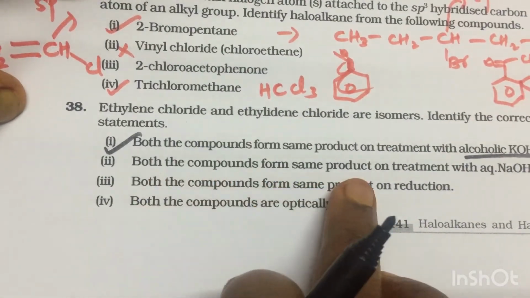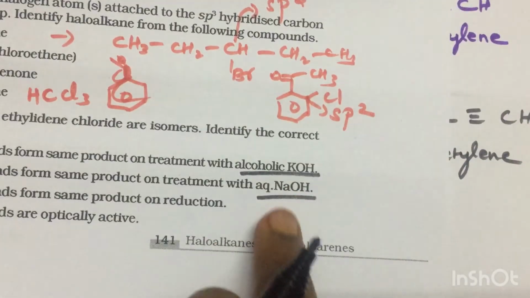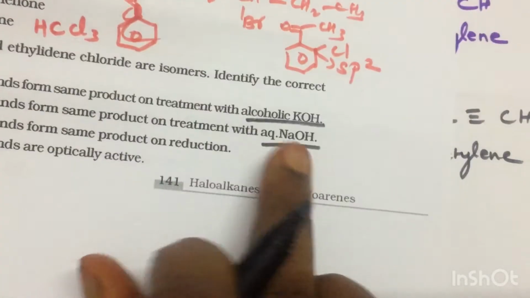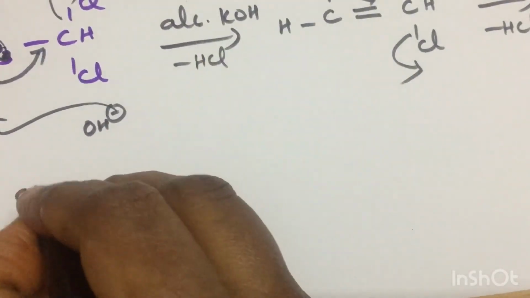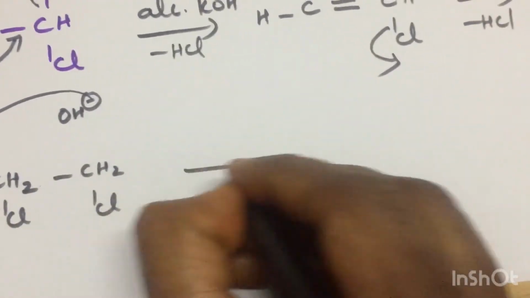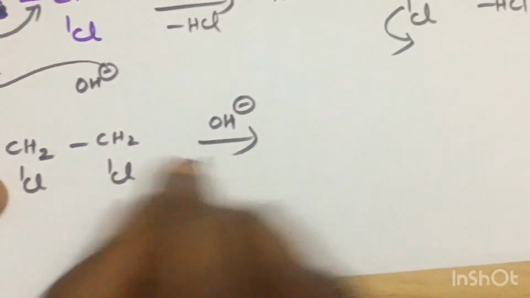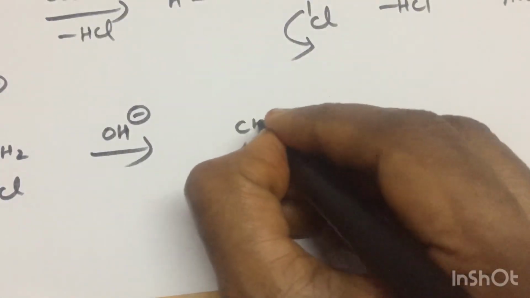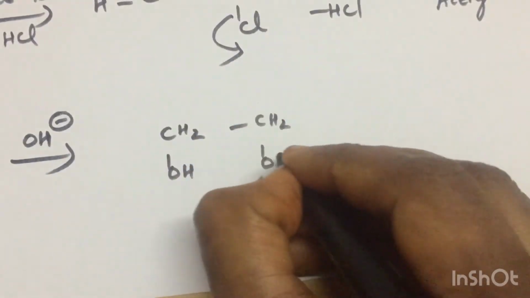Both compounds form same product on treatment with aqueous KOH. What is aqueous KOH? It is a substitution reaction. Okay, it is nucleophilic substitution. So what happens when you treat with CHCl2? This is Cl, so instead of chlorine OH will come in place of 2 chlorine. So you will have CH2OH and CH2OH. This is a substitution.